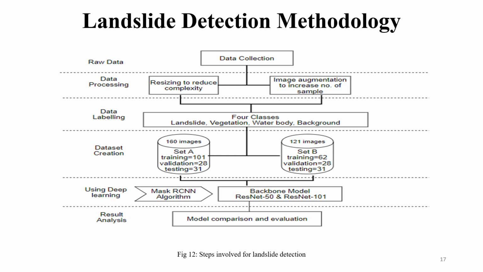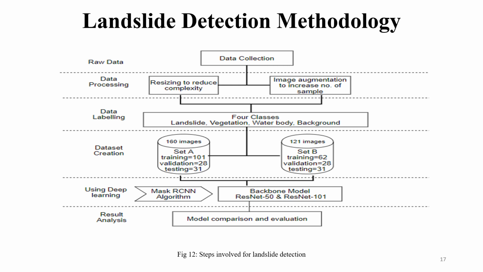Now, in the second step, data processing has been performed, and after the selection of the images, two pre-processing steps have been adopted: resizing the image for reducing complexity, where the resized image has dimensions of 512 by 512 pixels, and image augmentation, applied by using the image data generator for increasing the number of training images. In the next step, data labeling and annotation have been done, and four classes are defined, that is landslide, vegetation, water body, and background. The VGG Image Annotator, that is Visual Geometry Group image annotator, has been used to define the regions in an image, to define the class and to add the textual description of these regions.